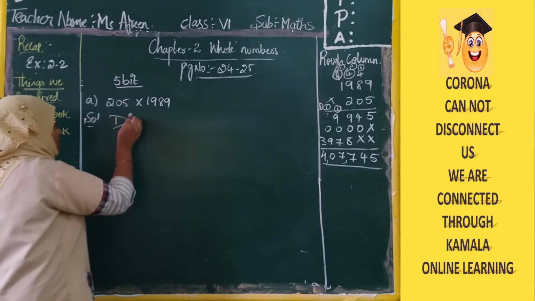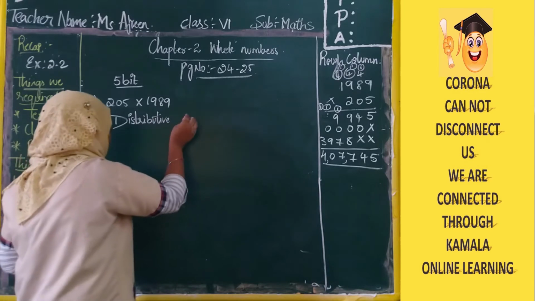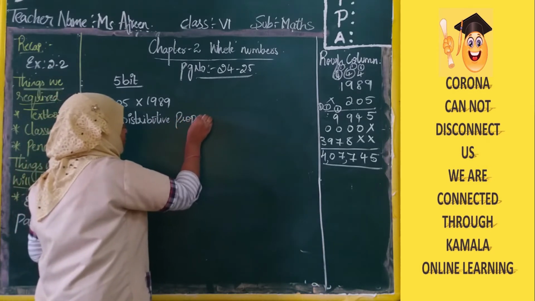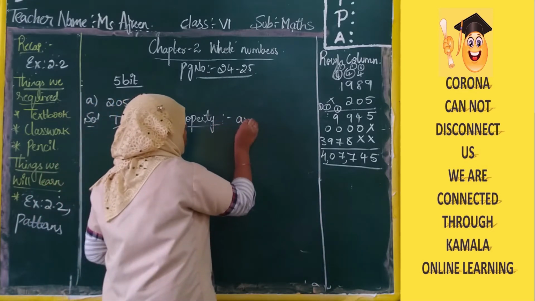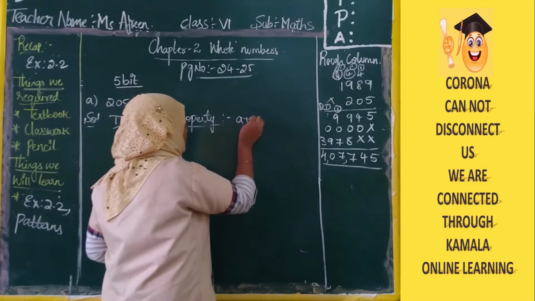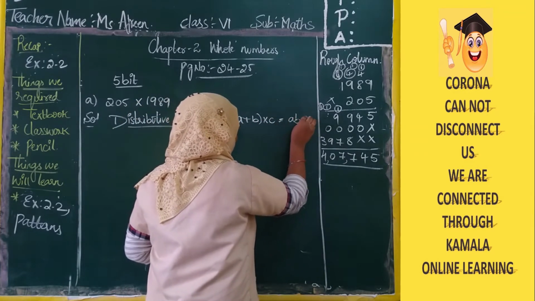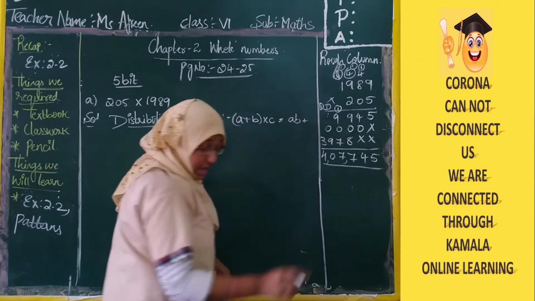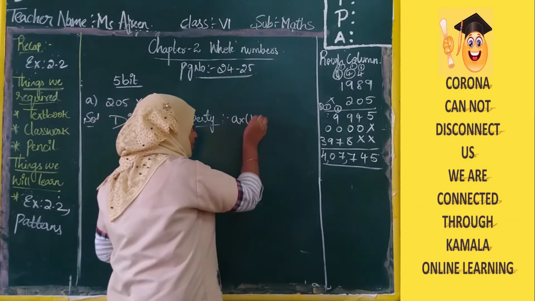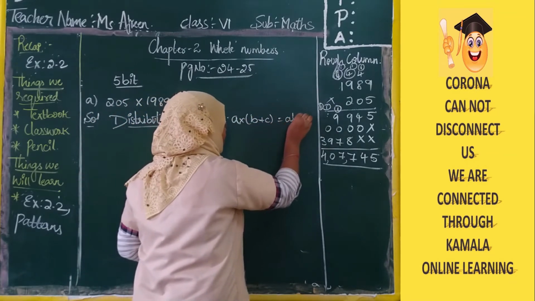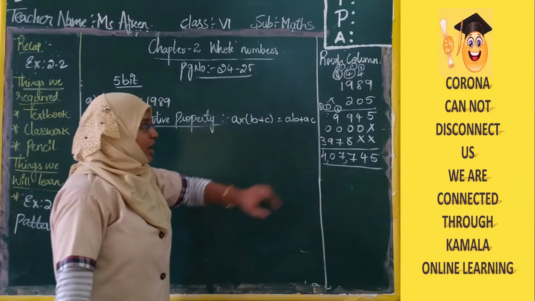Next, the third one is the distributive property. What is the formula for the distributive property? It is A into (B plus C) is equal to AB plus AC. Right? This is our distributive property: A into (B plus C) is equal to AB plus AC.